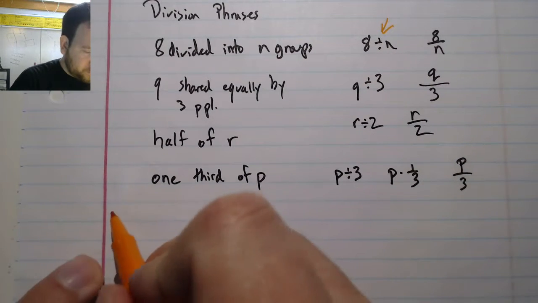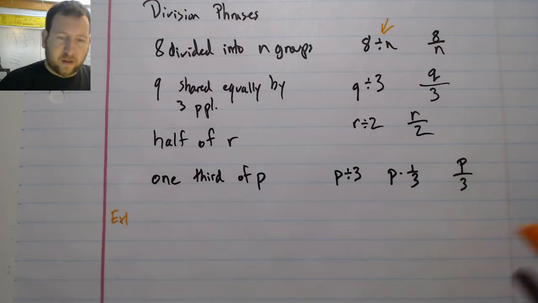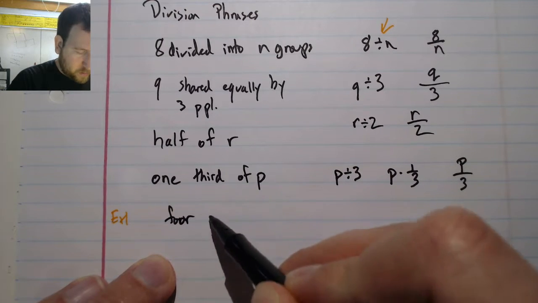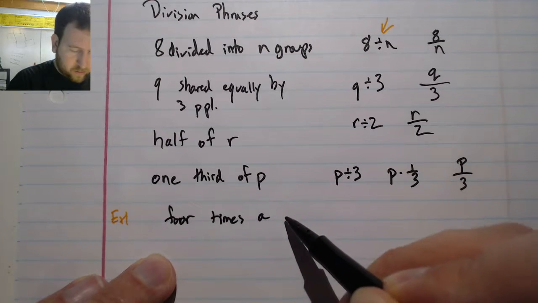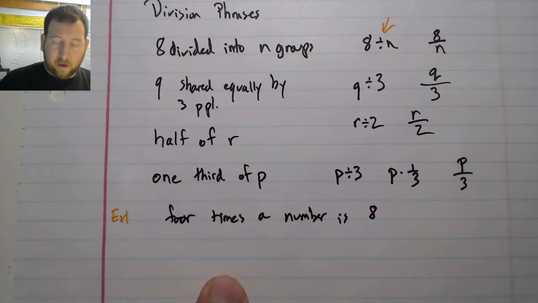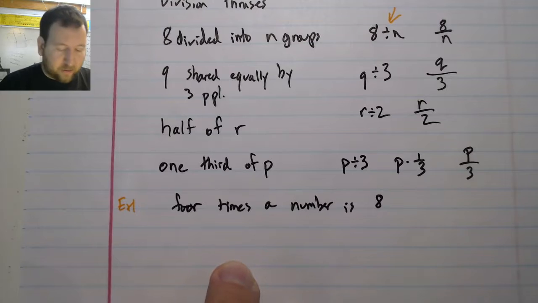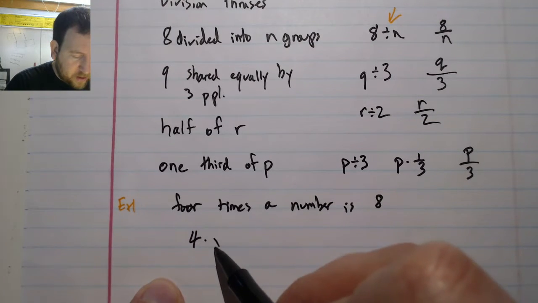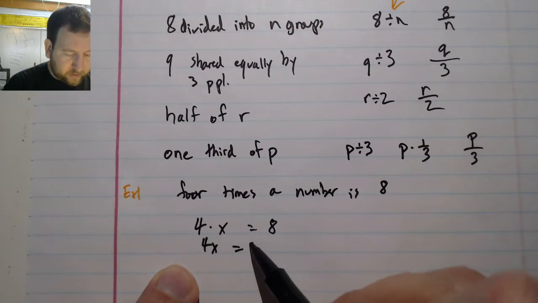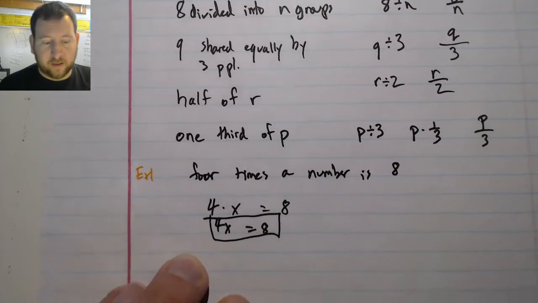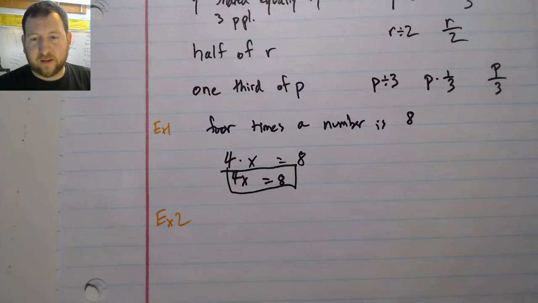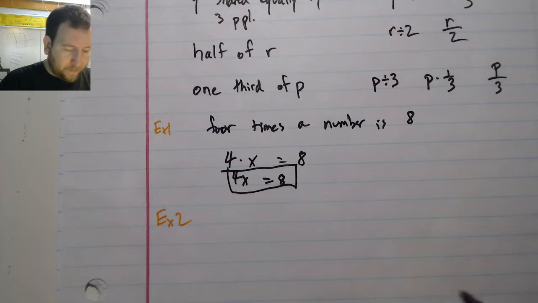Example 1. Let's say we have 4 times a number is 8. Now I can tell this one is going to be an equation because I have that equals. So 4 times a number is 8. And in fact, I would simplify this, and I would just write it as 4x equals 8. And from there, I could solve it, but for these I don't really need to, because remember, I'm just writing them as equations and phrases. That's kind of the example I'm doing here.